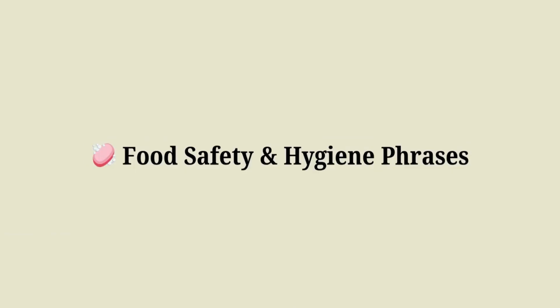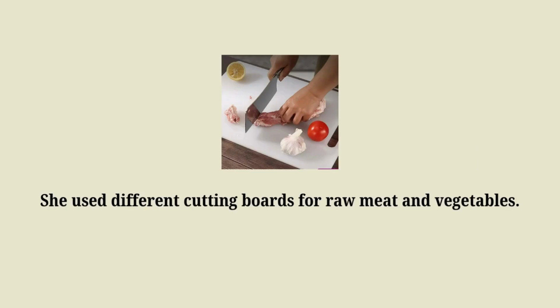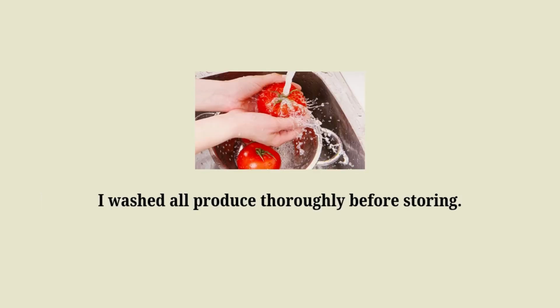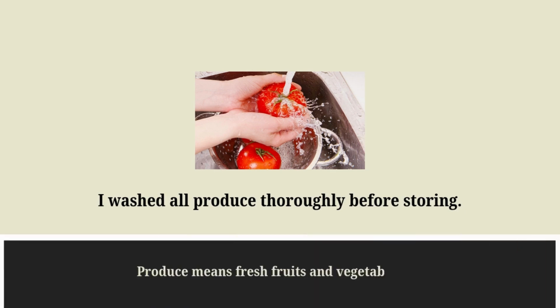Food safety and hygiene phrases. She used different cutting boards for raw meat and vegetables. He checked the internal temperature of the chicken; it must hit 165 degrees Fahrenheit. I washed all produce thoroughly before storing. Produce means fresh fruits and vegetables.